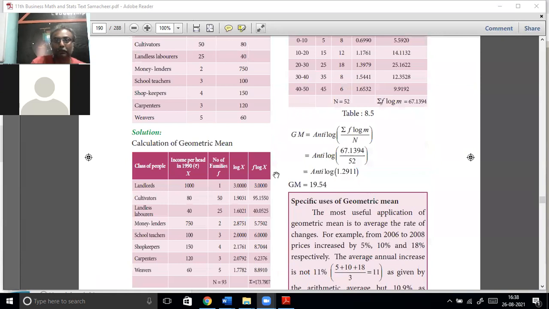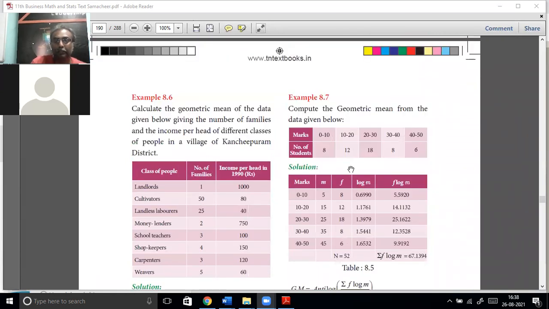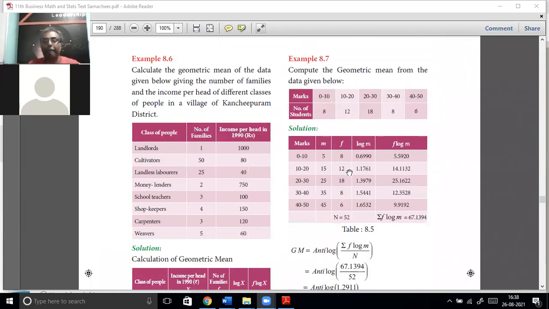Okay. Now let us go to example 8.7. Because it is only calculation. Once you use the calculator, there is nothing else to do here. Compute the geometric mean from the data given below. Now here, what is this data? Is it discrete data, point data, discrete data with frequency, or is it continuous data?